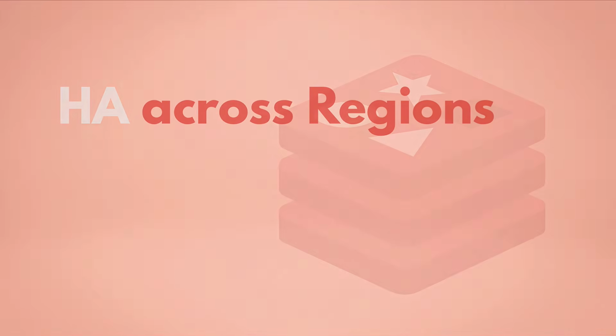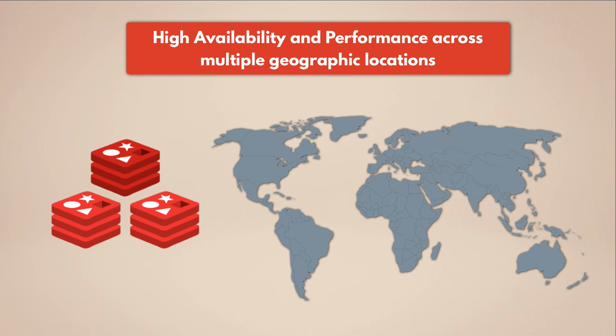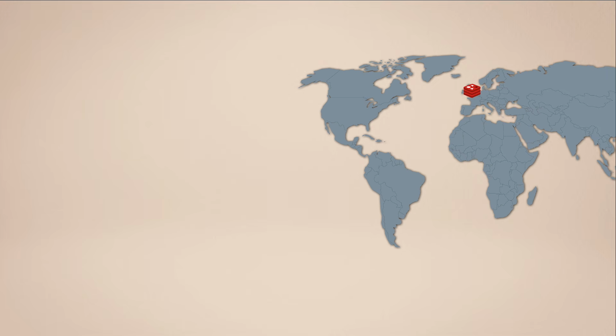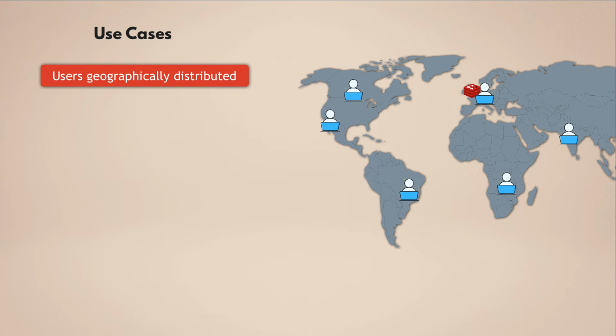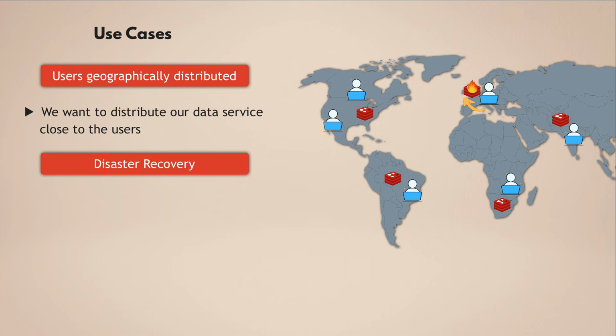Now let's consider another interesting scenario for applications that need even higher availability and performance across multiple geographic locations. So let's say we have this replicated, sharded Redis database cluster in one region in the data center of London, Europe. But we have the 2 following use cases. First, our users are geographically distributed, so they are accessing the application from all over the world. So we want to distribute our application and data services globally close to the users to give our users better performance. And second, if the complete data center in London, Europe, for example, goes down, we want an immediate switch over to another data center so that the Redis service stays available.